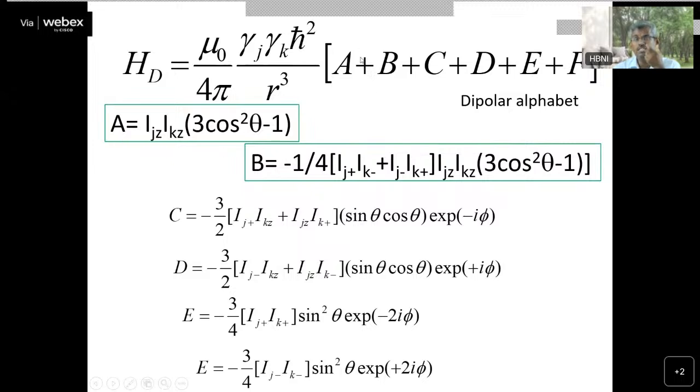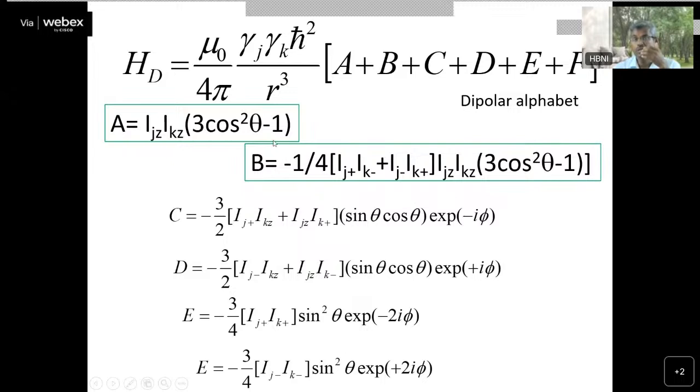So the first term is called the dipolar alphabet. There are many terms which we will not be discussing. Only the first two terms, term A and term B, we will discuss in detail. Term A has a parameter 3 cos squared theta minus 1, and term B also has the parameter 3 cos squared theta minus 1. The remaining terms don't have 3 cos squared theta minus 1. Their angular dependence is more complicated, with sin theta, cos theta, and so on. This is in the polar coordinate expression.